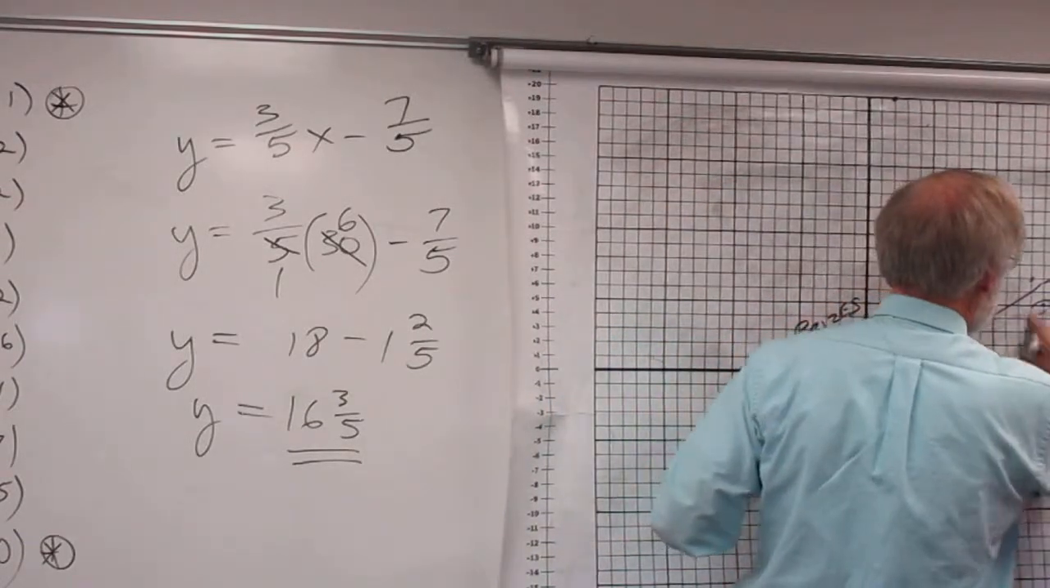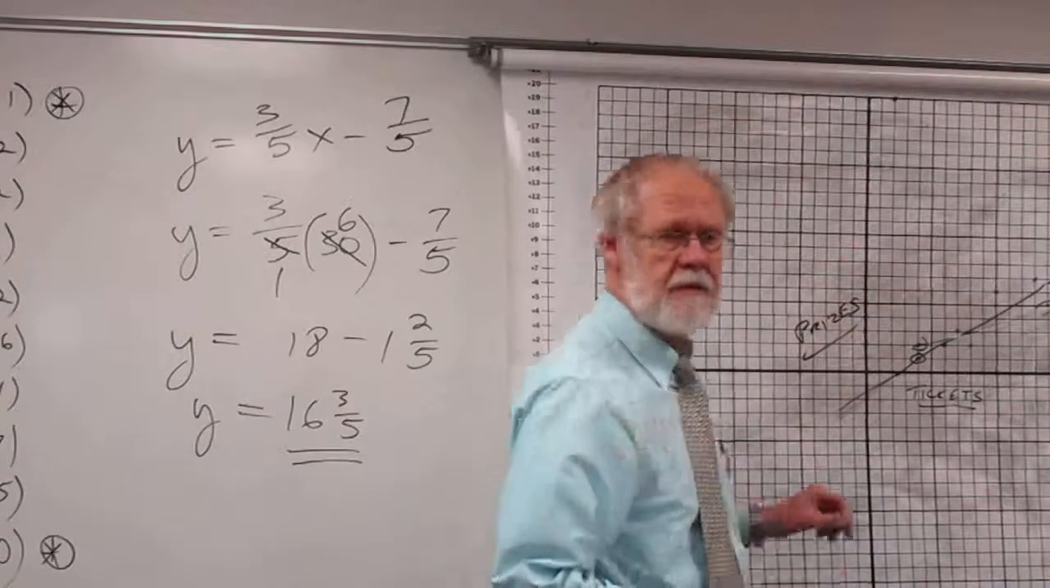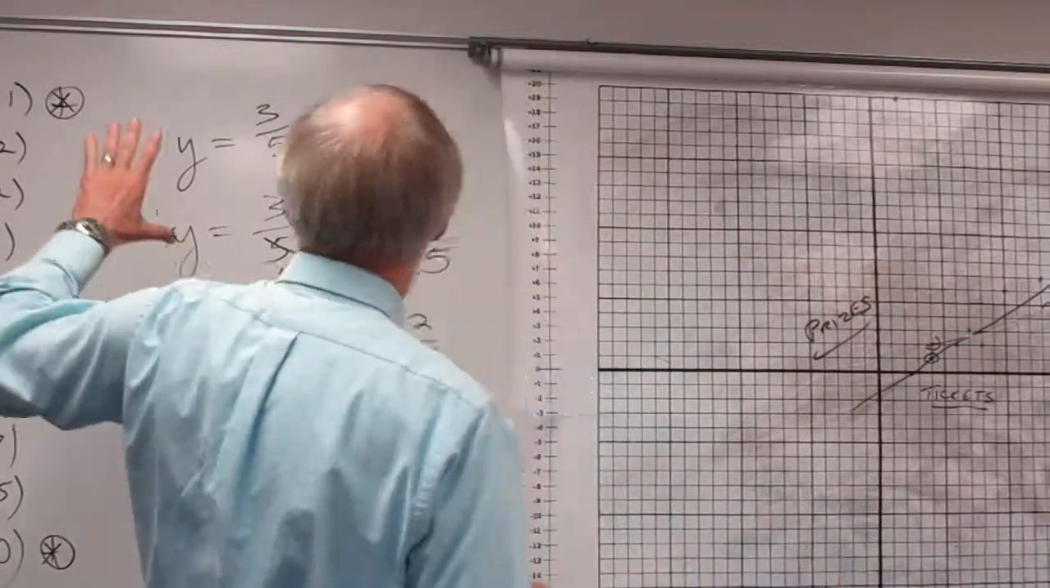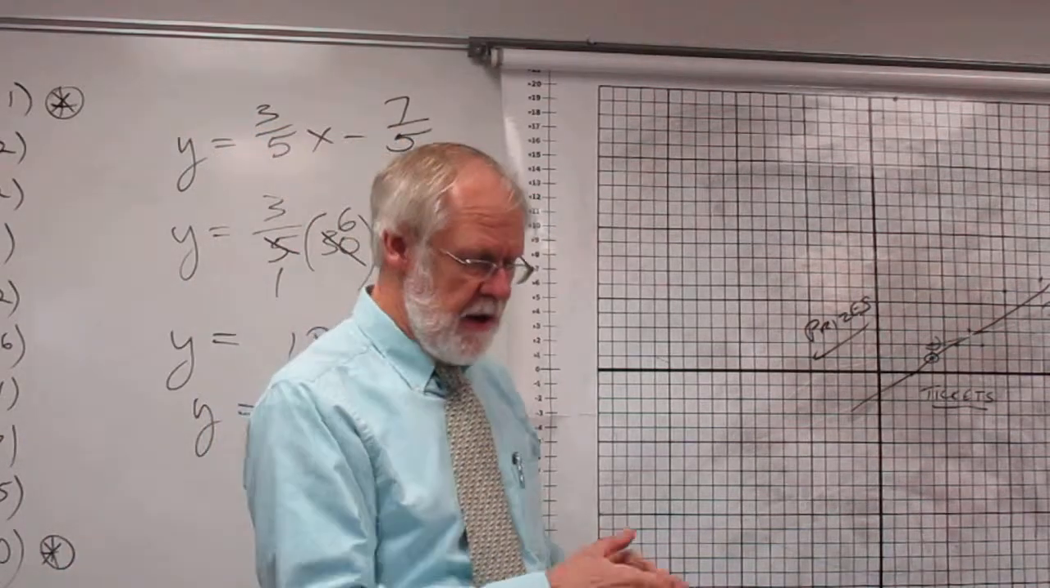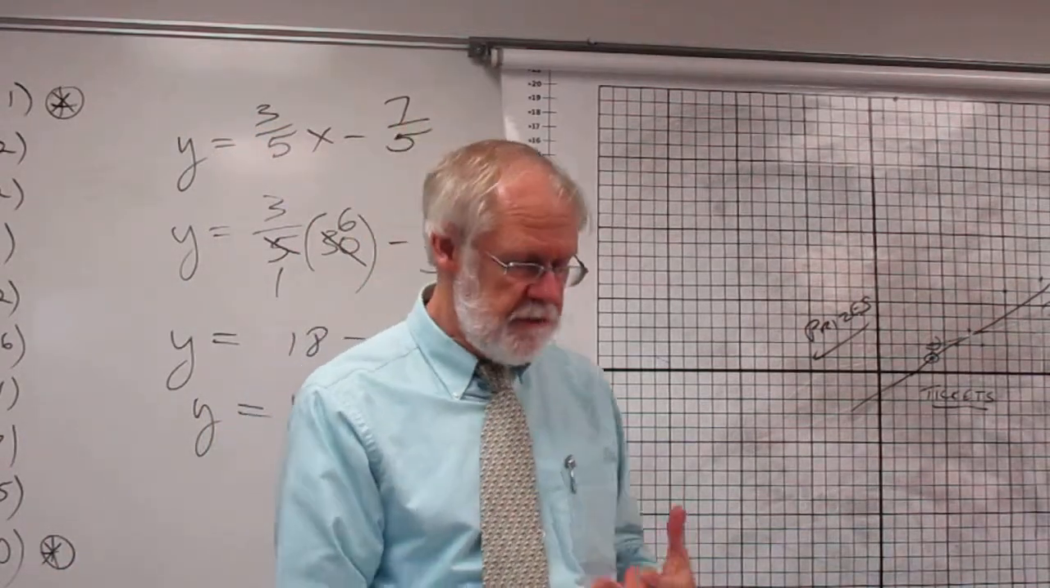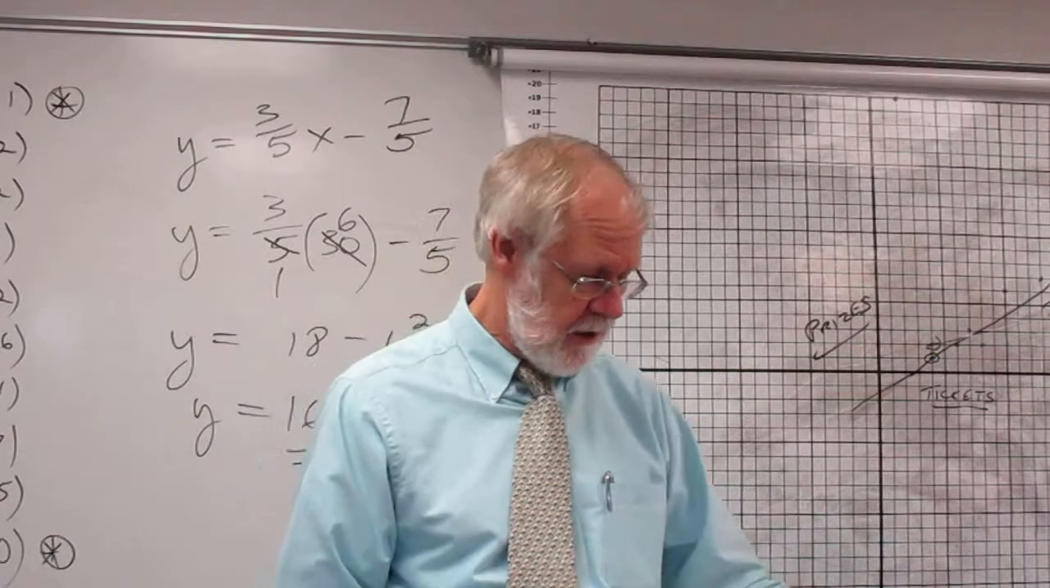So the idea is to pick 2 representative points and then use them, as you know how to do, to find the slope and then the y-intercept, put them together, and you have an equation for what's called the best fitting line for a scatter plot.